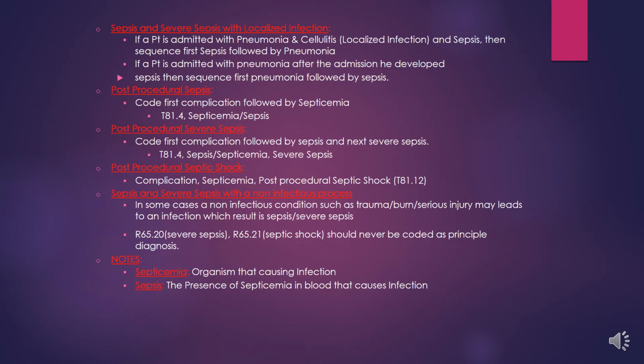If a patient is admitted with pneumonia and after the admission he develops sepsis, then sequence first pneumonia followed by sepsis. Post-procedural sepsis: code first the complication, followed by septicemia, T81.4. Septicemia, sepsis, post-procedural sepsis: first the complication followed by sepsis and next severe sepsis, T81.4. Sepsis, septicemia, severe sepsis, post-procedural septic shock complication, septicemia, post-procedural septic shock T81.12.